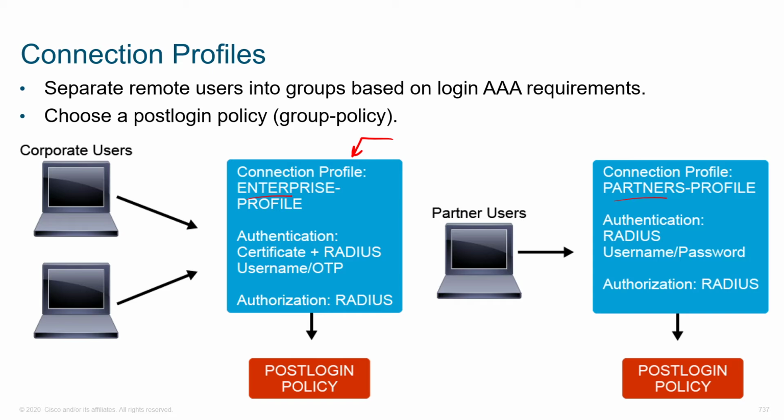We have different AAA portals perhaps in the back end, or perhaps different login requirements for each type of user. See, in this example, our authentication for enterprise agents would require a certificate as well as a radius username or one-time password. When we take a look at using authentication for our partners, we'll just use a username and password. Now, for authorization, again, we're using the same mechanism. We're using radius on the back end, and that's very common for access through a device. For access into a device, remember that's typically TACACS+.